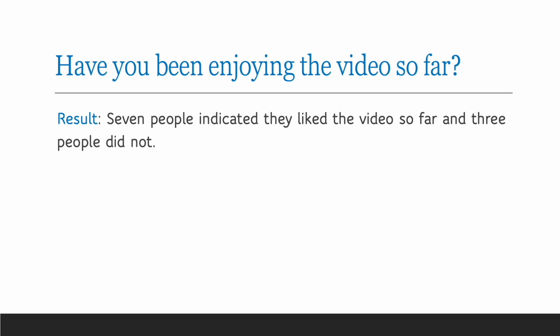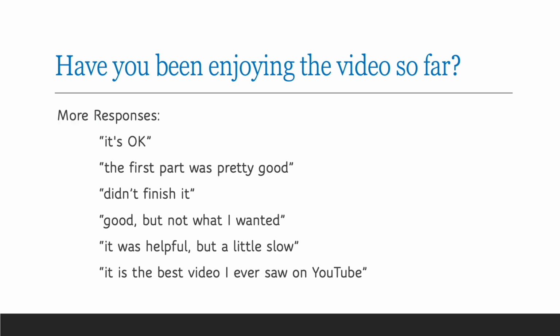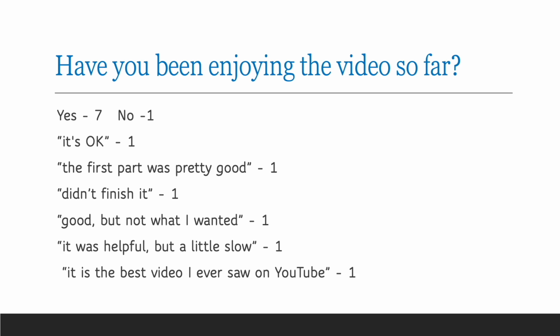Of course, not all questions and responses are going to be so simple. Imagine that people didn't just respond yes or no to our sample question. What if participants also gave the following responses? It's okay. The first part was pretty good. Didn't finish it. Good, but not what I wanted. It was helpful, but a little slow. The best video I ever saw on YouTube. As with our first example, these responses still lend themselves to being reported numerically or quantitatively. You could list them and report them as 7 yeses, 1 no, it's okay 1, the first part was pretty good 1, and so on.